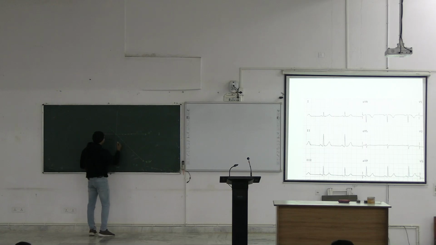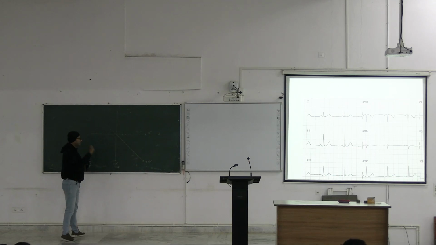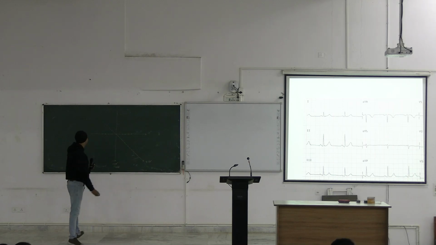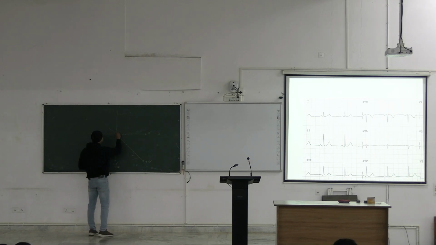In case of lead 2, 1, 2, 3, 4, 5, 6, 7, 8, 9, 10, 11, 12, 13, right. Okay. So, in our example, in this ECG, the central point is 0, plus 1, plus 2, plus 3, plus 4, plus 5, right. So, here is the point.